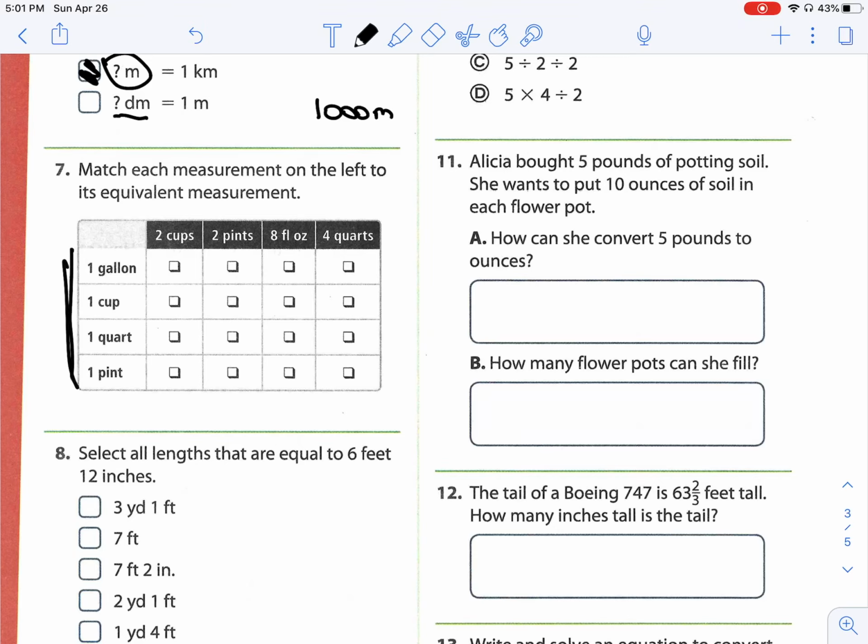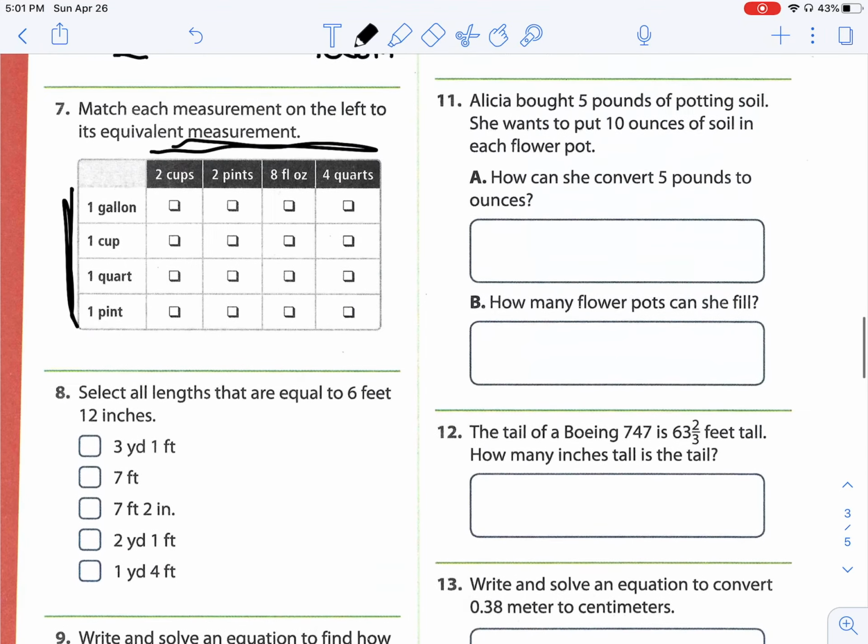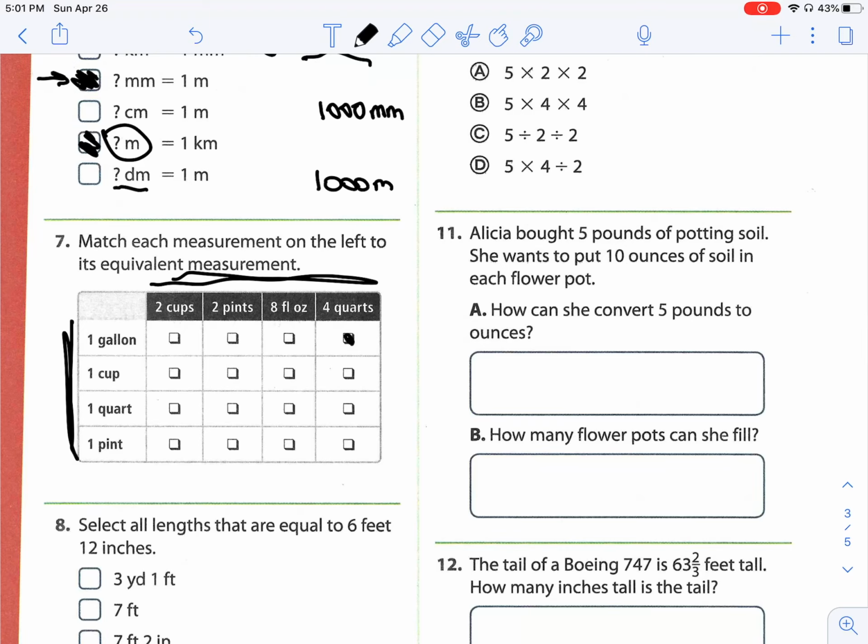We're going to need our gallon diagram here for this. Let's start with 1 gallon. Does it equal 2 cups, 2 pints, 8 fluid ounces, or 4 quarts? I know what this one is. Here's my 1 gallon, and there are 4 quarts in there, so 4 quarts is the right answer. I'm going to put a little mark there. 1 cup equals 2 cups? That doesn't make any sense. 1 cup equals 2 pints? Maybe. 1 quart equals 8 fluid ounces.